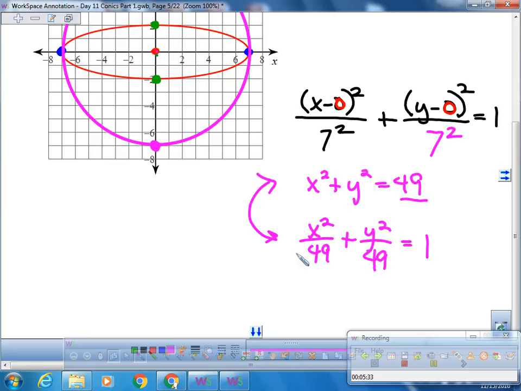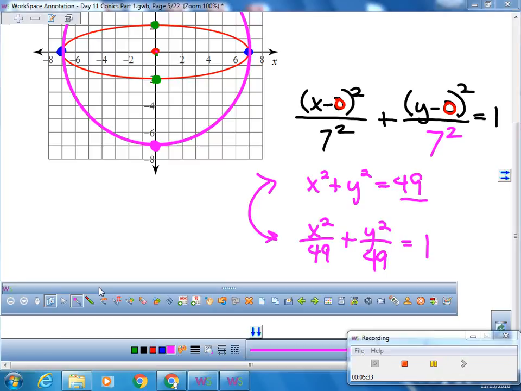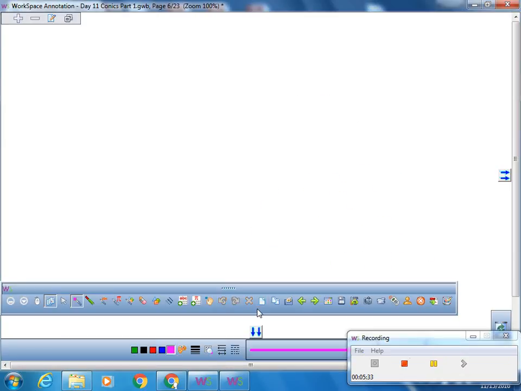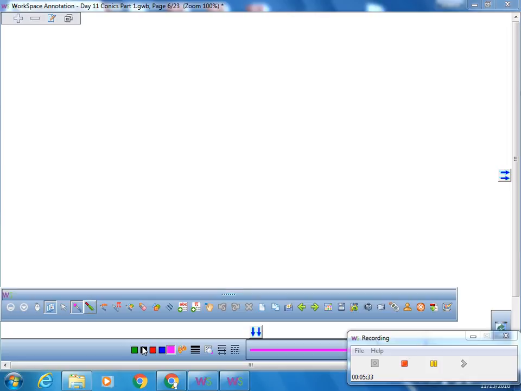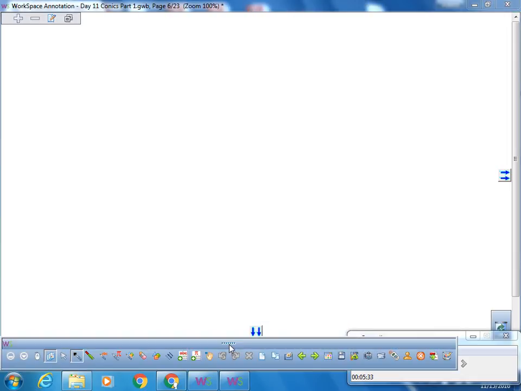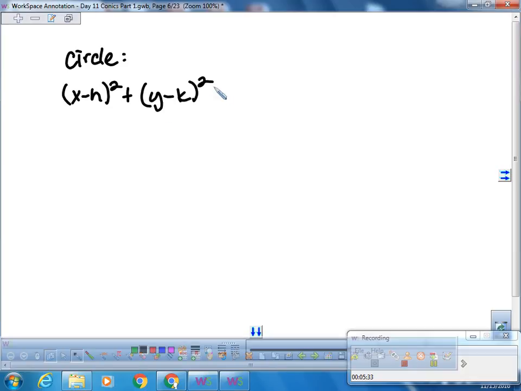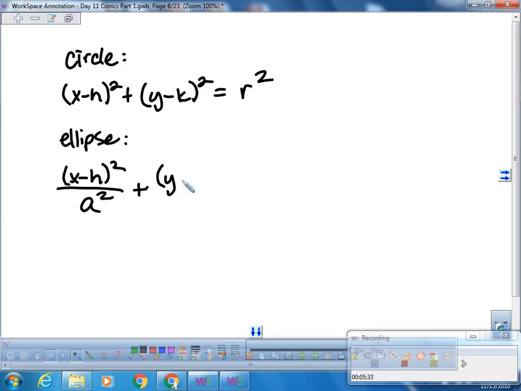So if I were to show you, this is back a few years ago when we didn't have Common Core, teachers just gave students these formulas right here. Are you curious? So these were the formulas. A circle would be (x minus h) squared plus (y minus k) squared equals r squared. And then an ellipse would be (x minus h) squared over a squared plus (y minus k) squared over b squared equals 1.